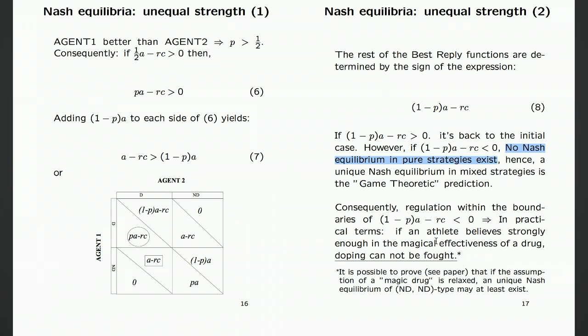in practical terms, if an athlete believes strongly enough in the magical effectiveness of a drug, doping cannot be fought. Remember, this magic effectiveness is the underlying thing here. And given this assumption, you end up with a Nash equilibrium in mixed strategies, meaning that you lose any predictive power here. So then it's of course hard to fight drugs. Okay.